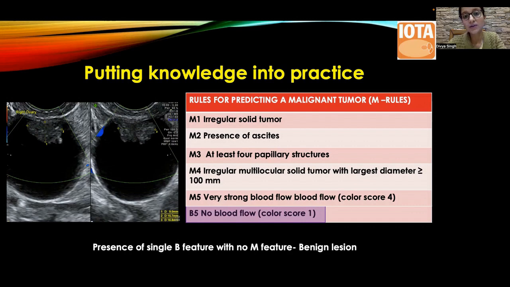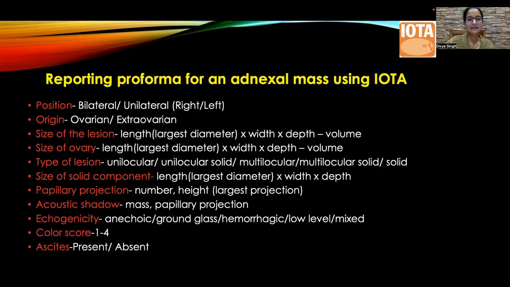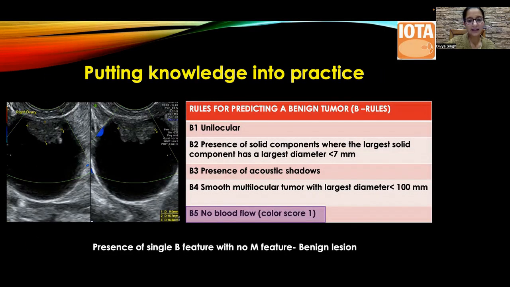So we can use IOTA simple rules here, because only one B type of feature applies and no M feature. So this appears to be a benign lesion based on IOTA simple rules. And this lesion was indeed benign. When it was excised, it turned out to be a cystadenofibroma. So that is how we can use IOTA simple descriptors and simple rules.